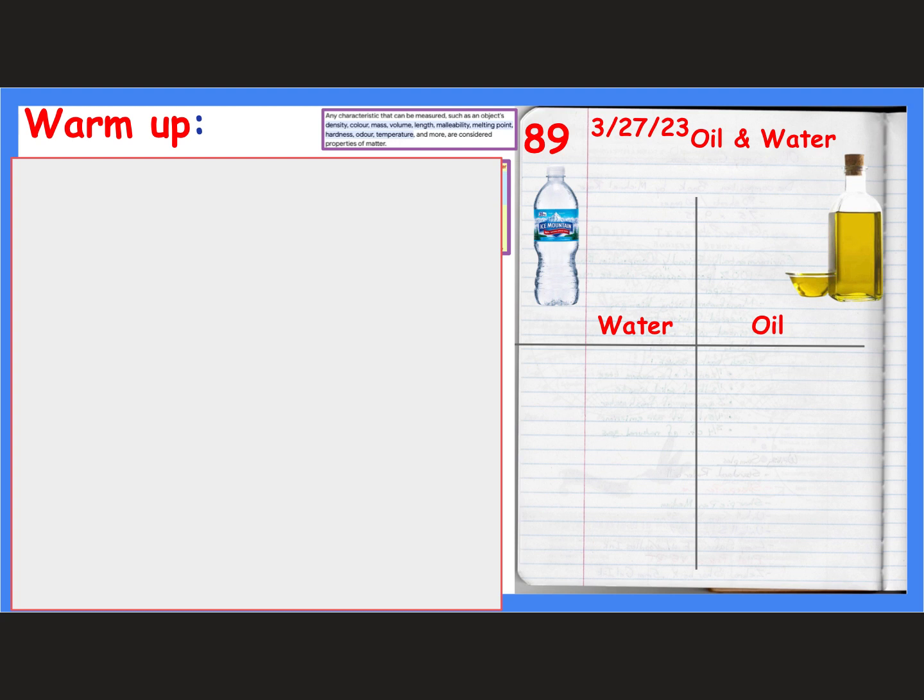All right, so for our warm-up, I want you to go to page 89. The date today is 3/27. I want you to title it Oil and Water. Make a T-chart. So on your T-chart, on the left side, I want you to write water. And on the right side, I want you to write oil. And you could draw a picture. I'm going to draw a picture.